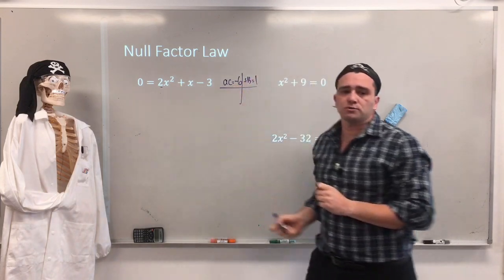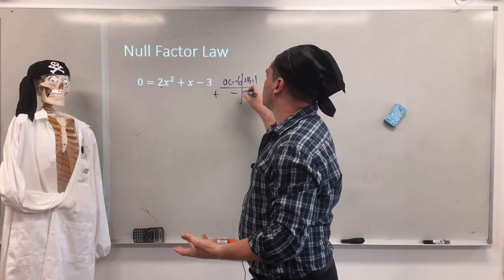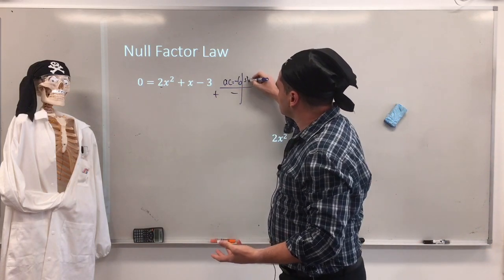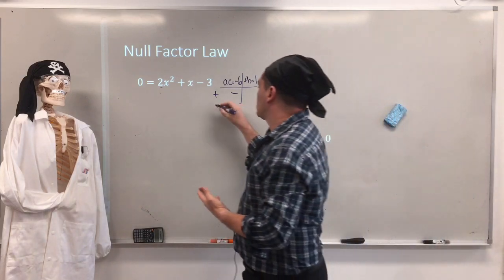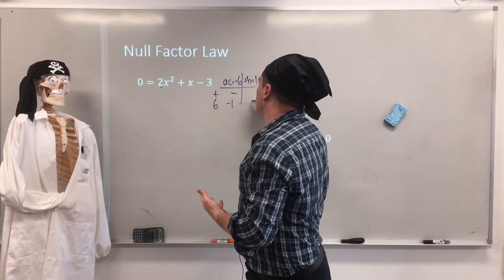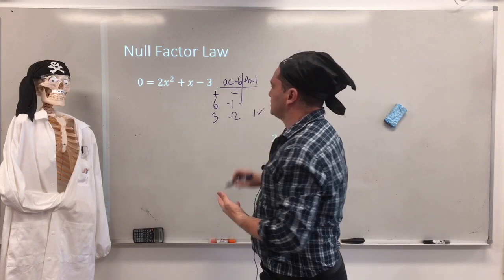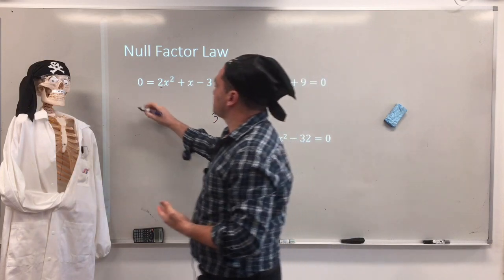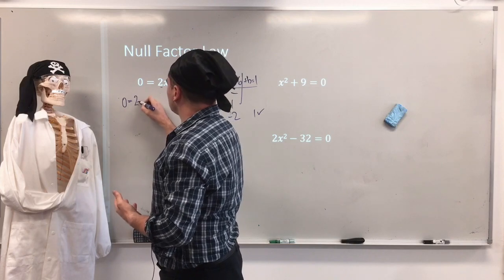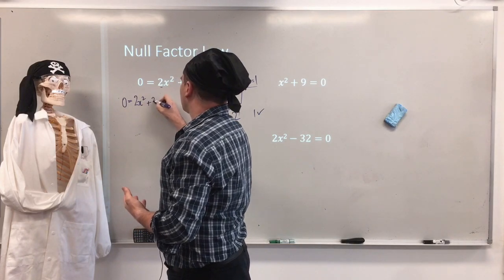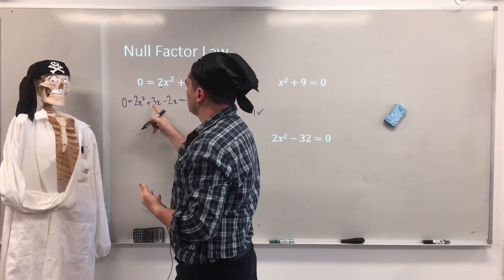So once again, we're multiplying to a negative number, which means we've got to have 1 negative and 1 positive. We're adding to a positive number, so our larger number is going to be positive. So we can have 6 and negative 1, 3 and negative 2, and this one's going to work out. So we'll split our middle term: 0 equals 2x squared plus 3x minus 2x minus 3.